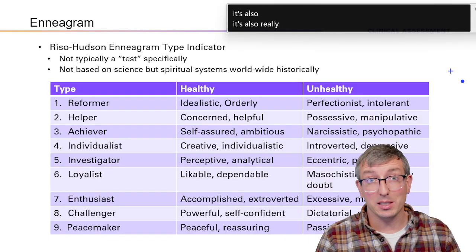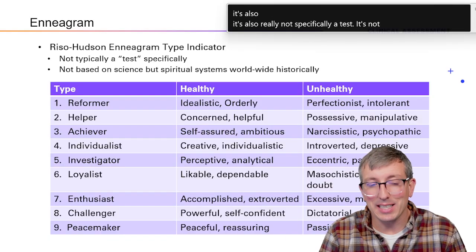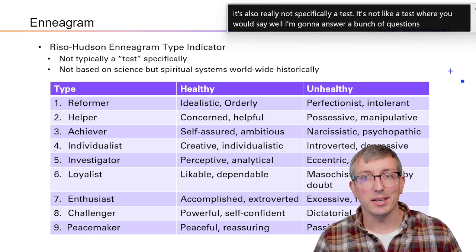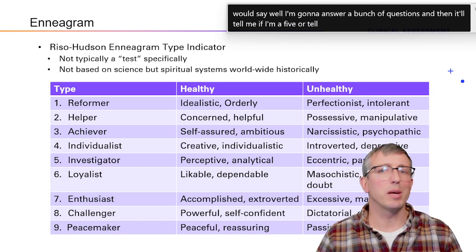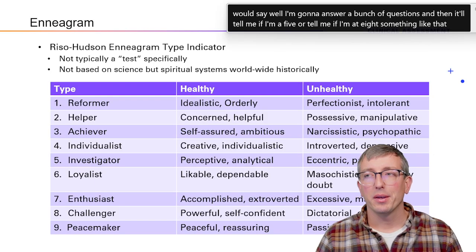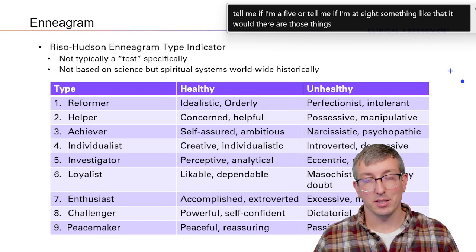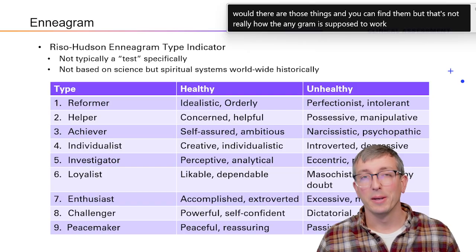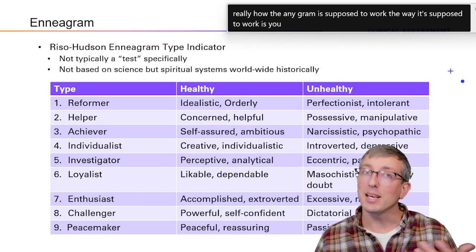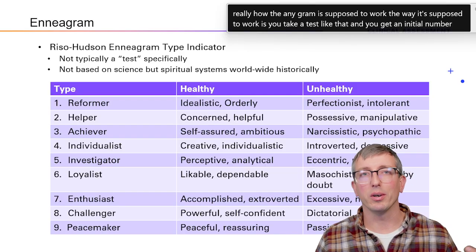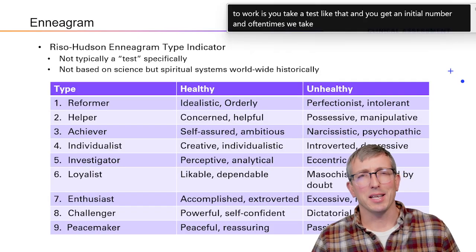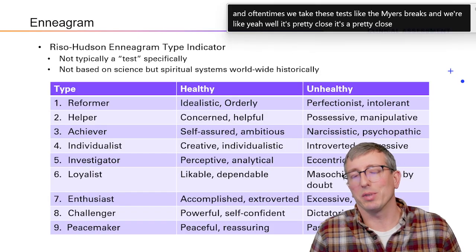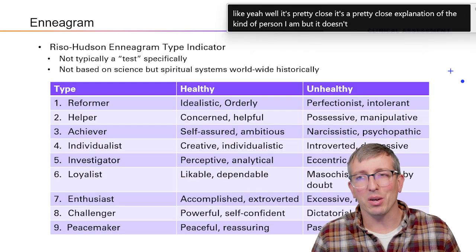It's also really not specifically a test. It's not like a test where you would answer a bunch of questions and then it'll tell me if I'm a 5 or if I'm an 8, something like that. There are those things and you can find them, but that's not really how the Enneagram is supposed to work. The way it's supposed to work is you take a test like that and you get an initial number. And oftentimes we take these tests like the Myers-Briggs and we're like, yeah, it's pretty close. It's a pretty close explanation of the kind of person I am, but it doesn't get it quite right.